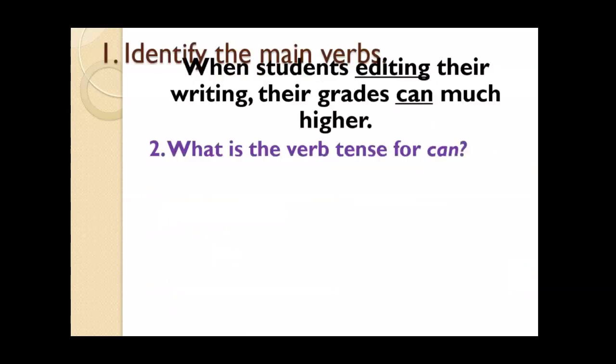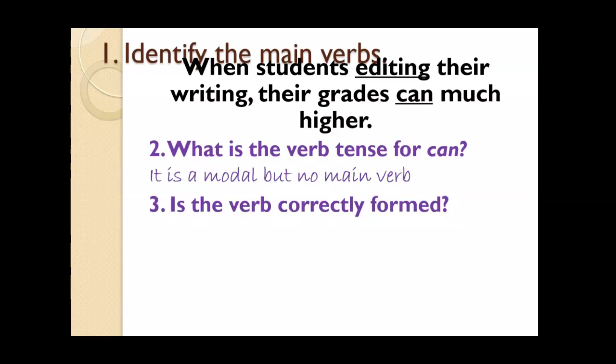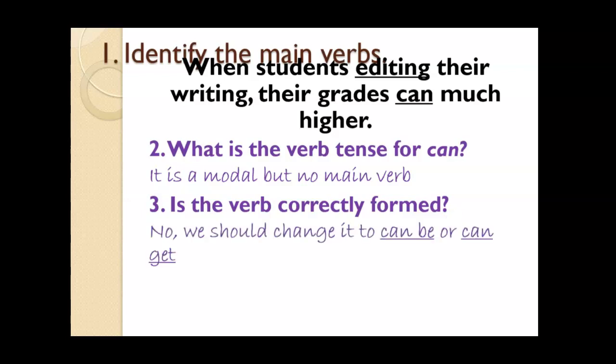What is the verb tense for can? This is a modal verb. Other examples of modal verbs are must, should, might, may. Okay, but this has a verb form problem. It is missing a main verb, so we need to add a main verb. We could add a main verb like be, their grades can be much higher. Or we could add a main verb get, their grades can get much higher.